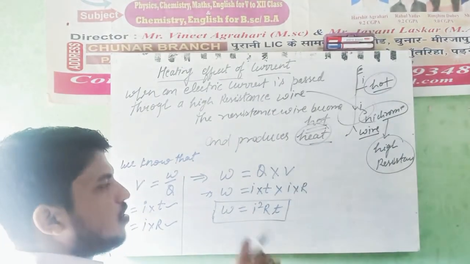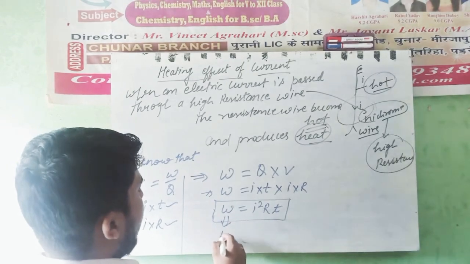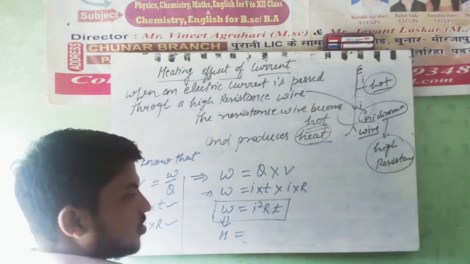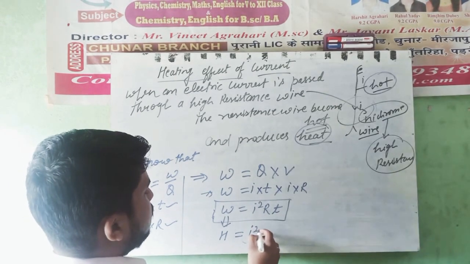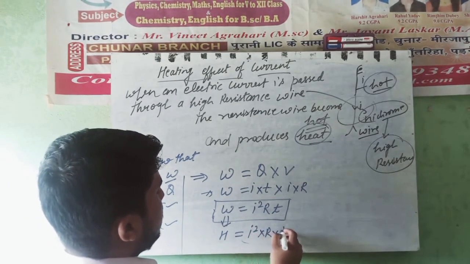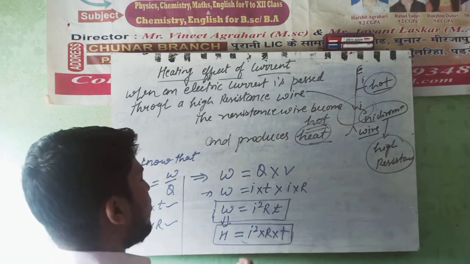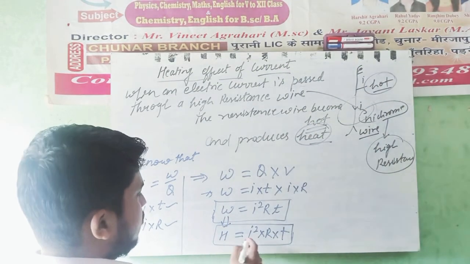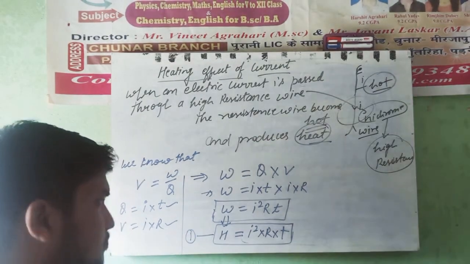Let us suppose when all the work is converted into heat, then this W is replaced by H, H for heat. Then H is equal to I square into R into T. This is the formula for heating effect of electric current. H is equal to I square into R into T. Now make this equation number 1.